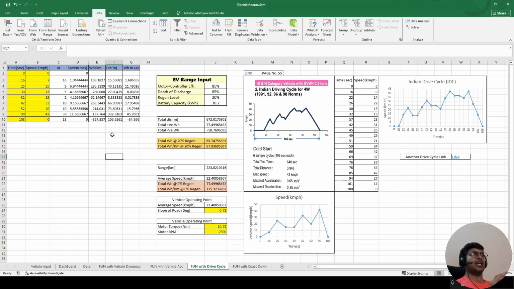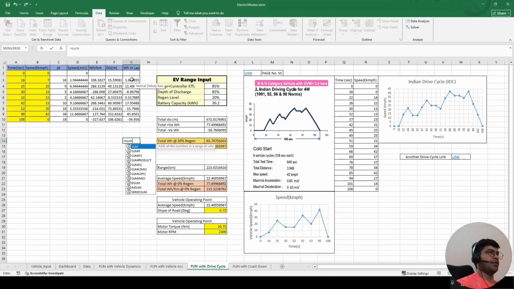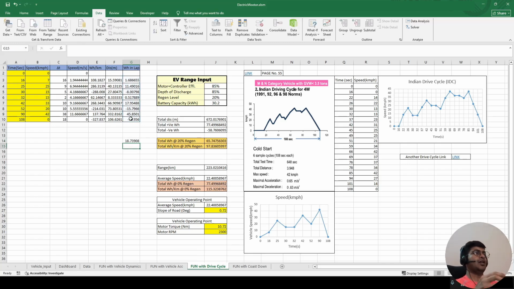The distance we have traveled is nothing but the summation of this column, and we got it here, which is 672 meter. So if I ask you how much energy you consumed while traveling 672 meter, you will just add this value, which you will say we just consumed 18.73, but this is a theoretical number.